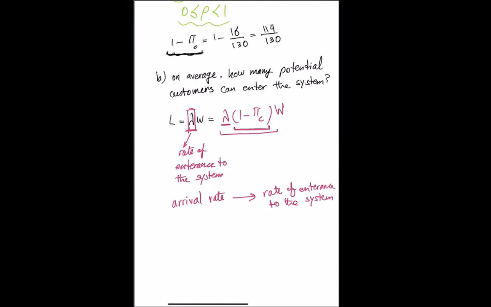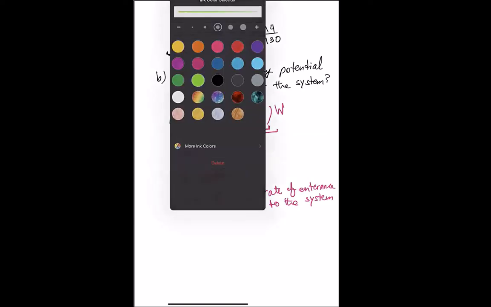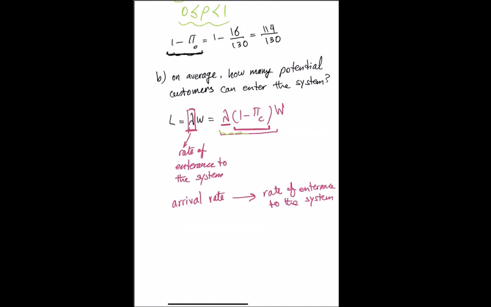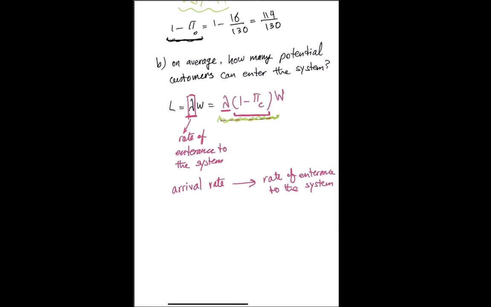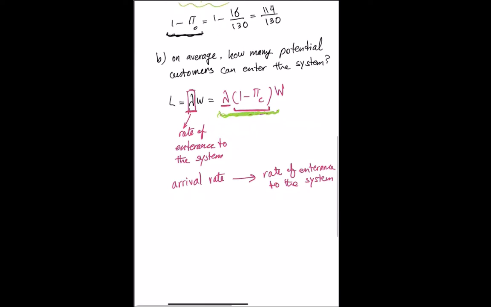I just mentioned that to refresh your mind with the whole concept: here we need to calculate the rate of entrance to the system. The rate that we have in the problem statement is the rate of arrival to the system, but we need to calculate the rate of entrance to the system. And this green part is what we calculated as the rate of entrance to the system.